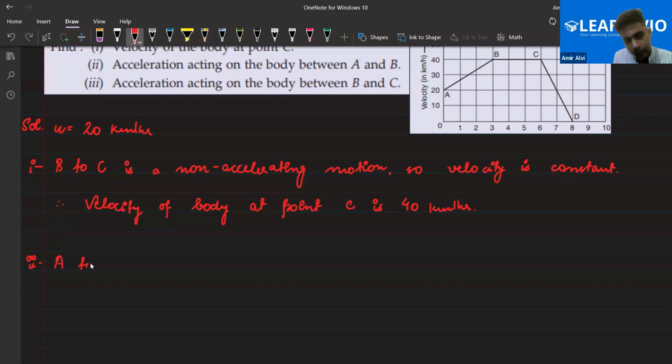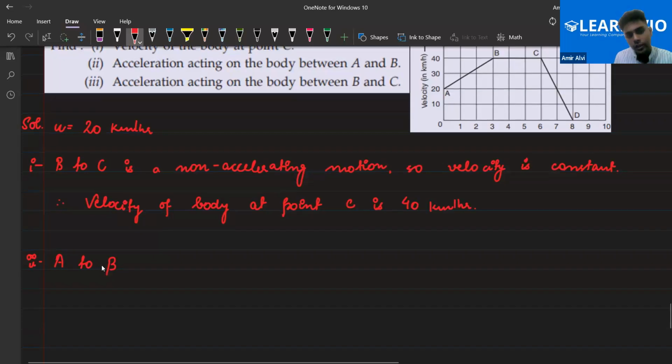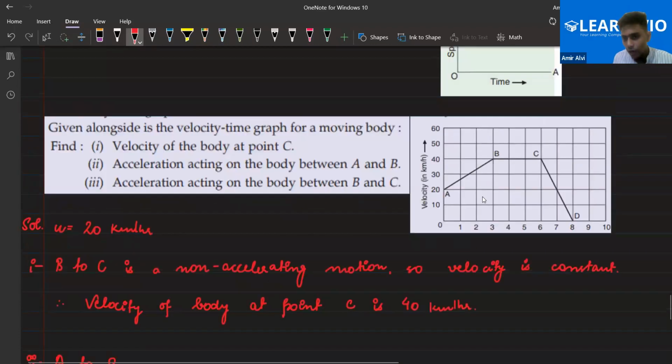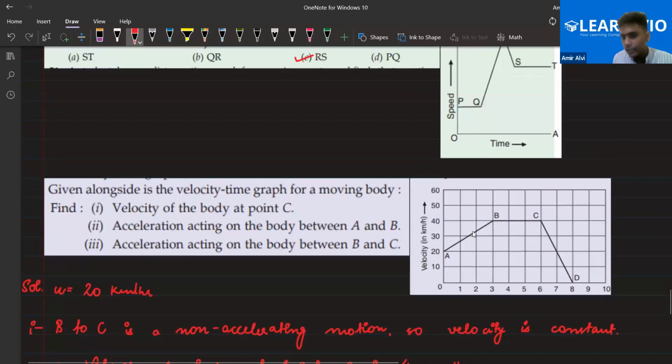Now we are assuming A to B. You can see this A to B. The initial velocity from the graph we have extracted as 20 kilometer per hour. And we have 40 kilometer per hour as the final velocity from A to B. This graph is depicting it from A to B. So B point is representing 40 kilometer per hour. Clear?